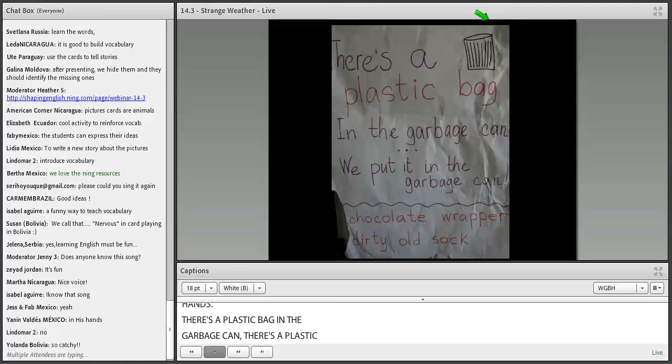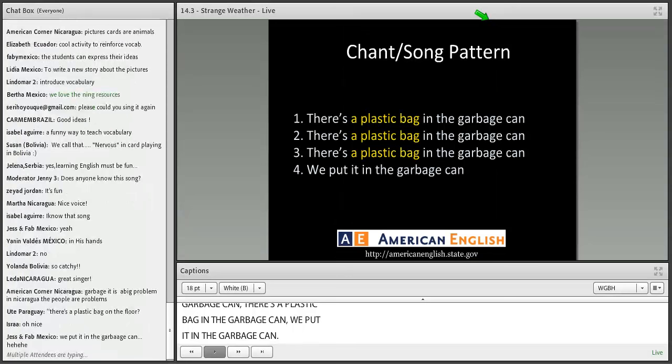Now at this point, students can add their own lyrics. So you've got a pattern there, right? Three lines, and then a fourth different line. Now we ask students to supply their own words.